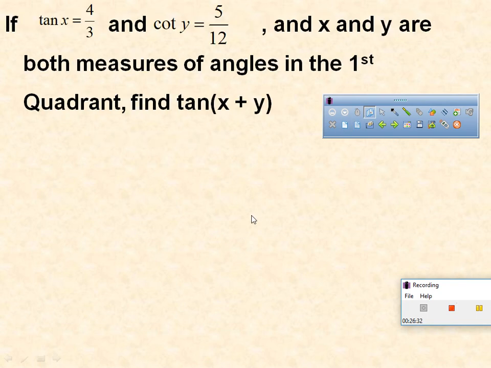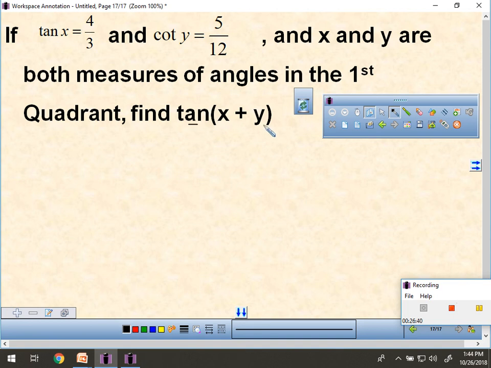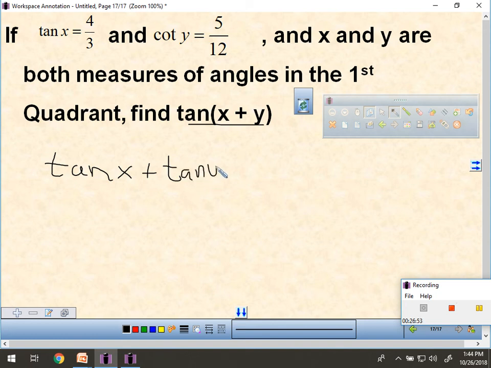For the next one, it wants you to find tangent of x plus y. For this one, the formula for tangent of x plus y is just tangent of x plus tangent of y, over 1 minus tangent of x times tangent of y.